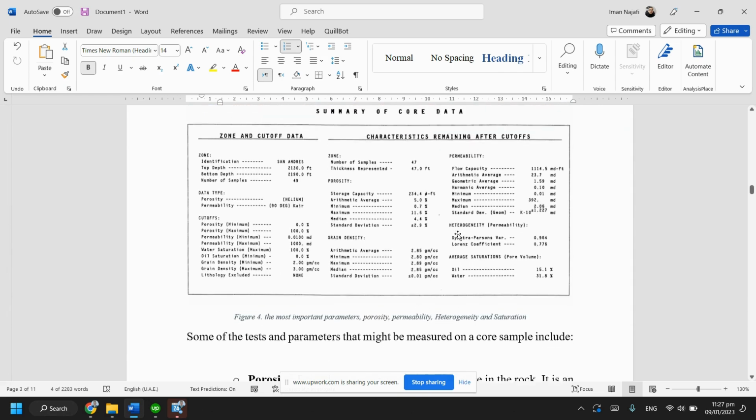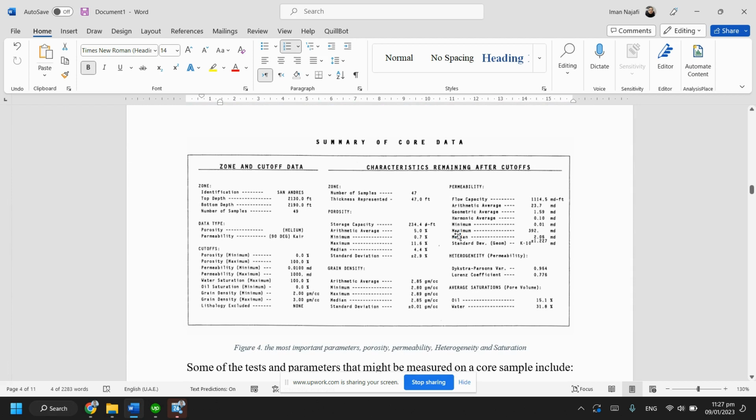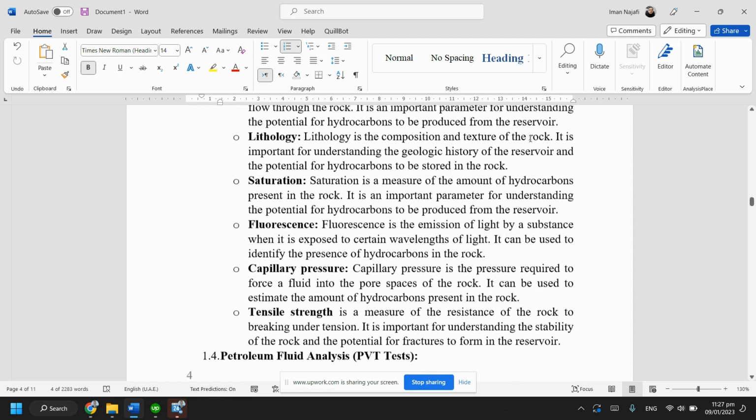And the thing which is important is that they will do different tests. They will check exactly how much is the percentage of saturation of oil inside the stone, and also what is the porosity of the stone, what is the permeability of the stone, and so on. So these are the parameters that, again, we need.